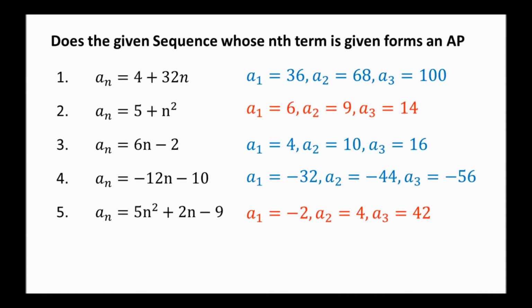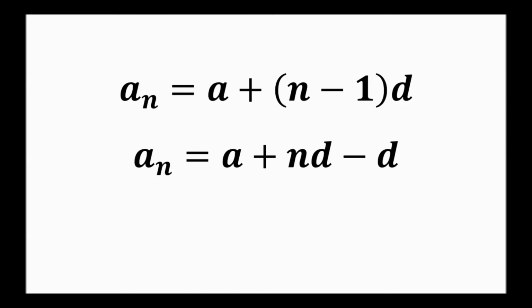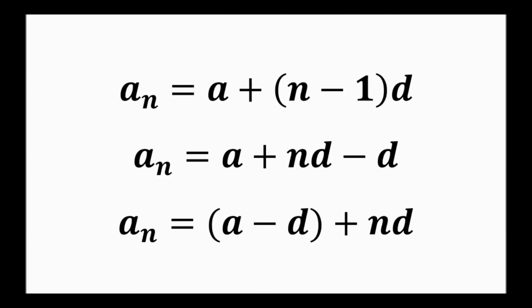One important observation in these five nth terms is that whenever the nth term is linear, that nth term represents the nth term of an arithmetic progression, because the general formula to find the nth term is a plus (n minus 1) into d. If I open the brackets on the right hand side, this is what I obtain: a minus d plus n times d, which is linear in terms of n. Hence, if the nth term of a sequence is linear, then it will always form an arithmetic progression.